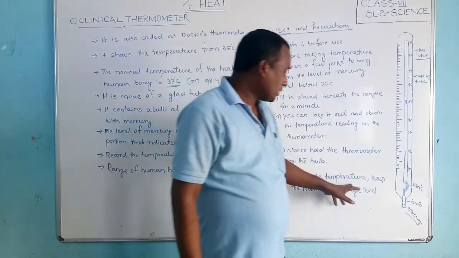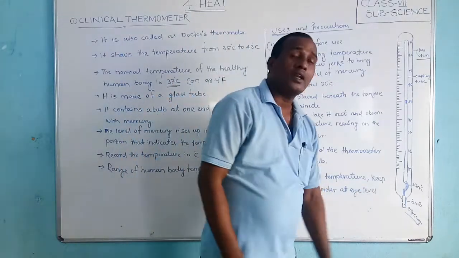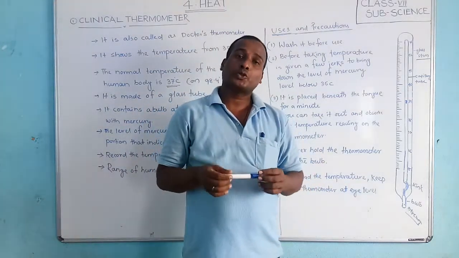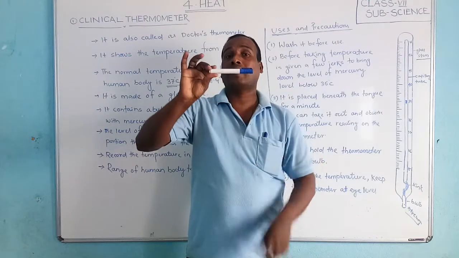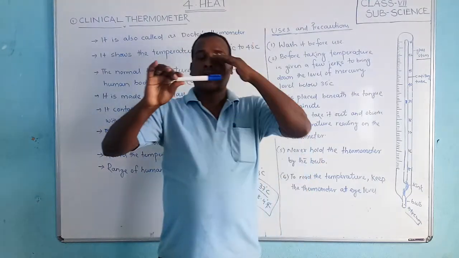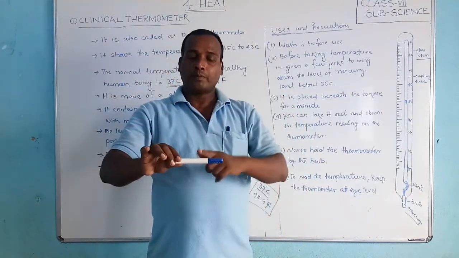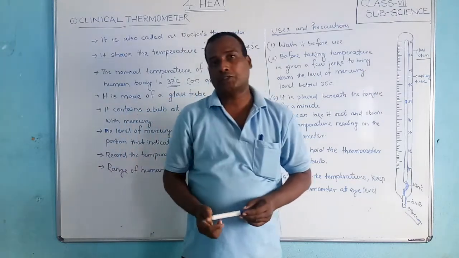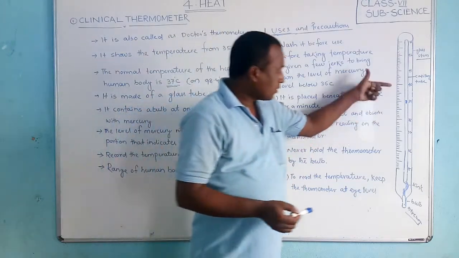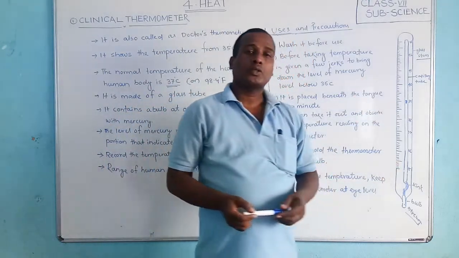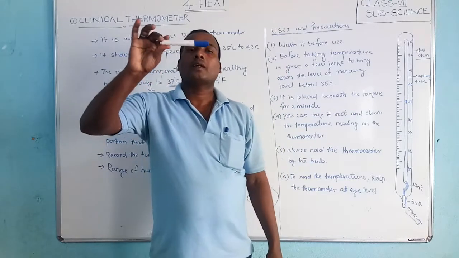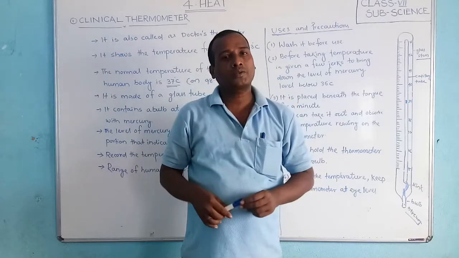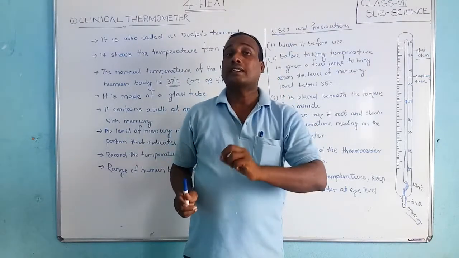To read the temperature, keep the thermometer at eye level. I told you, whenever you are observing the temperature, you should level it with your eyes. If you keep it otherwise, some difference may come, and I cannot find out the particular temperature, because the lines are very small. So you can see it through eye leveling. You should keep the thermometer at eye level. Okay, friends. This is the clinical thermometer.